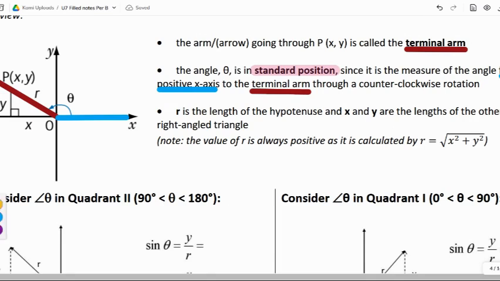Since the positive x-axis is 0 degrees, and we're moving counterclockwise, what is the angle at the positive y-axis? 90. What is the angle at the negative x-axis? 270. And then when I go back, it's 360.